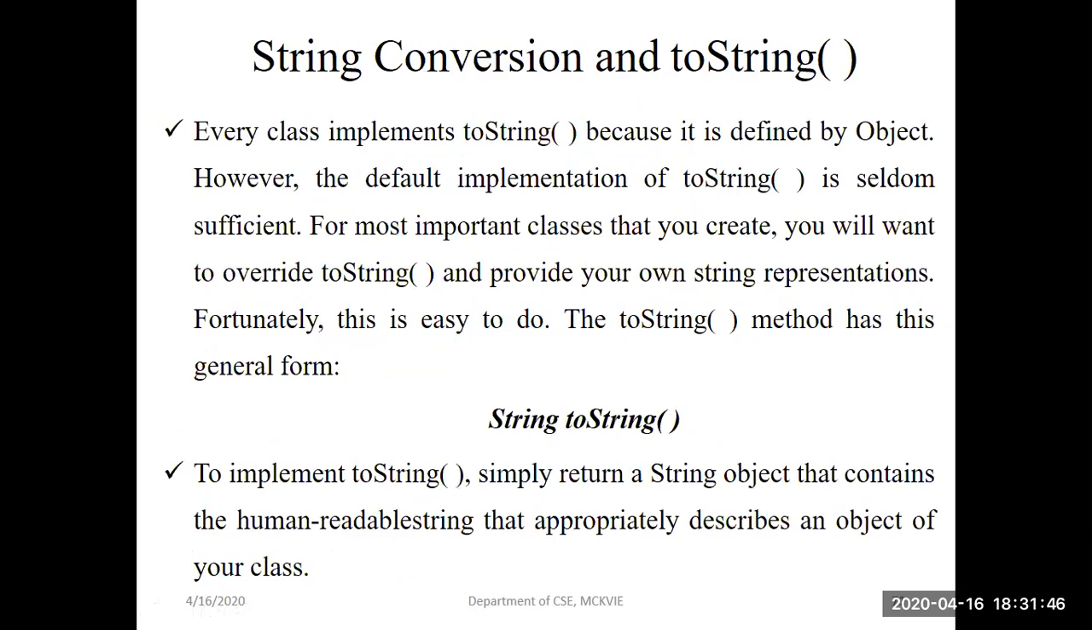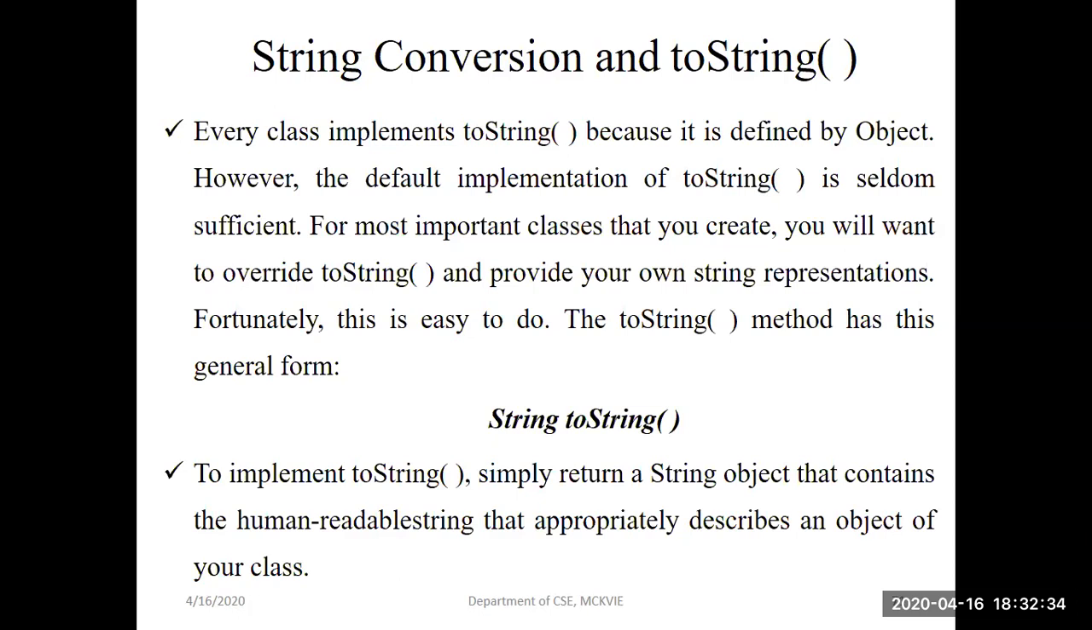String conversion and toString. What is this toString? Every class, try to understand, every class implements toString because it is defined by Object. What is this Object? I haven't mentioned the Object yet. Look, this O is capital, so it's a class. Object is a class which can be considered as a superclass of all classes.